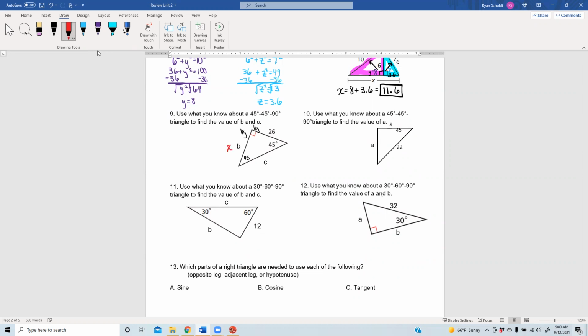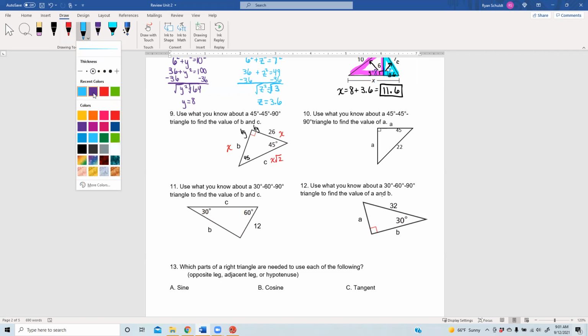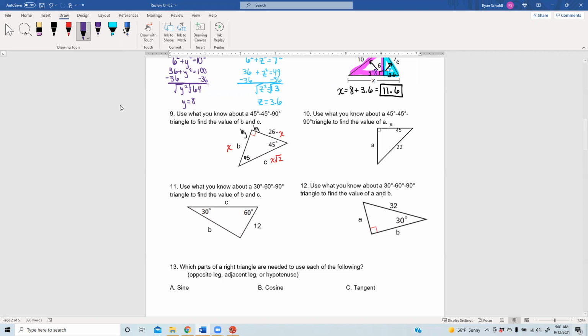That means each leg is x. And the hypotenuse is going to be x square roots of 2. Then you want to solve for x? Well, 26 equals x. So this side, I'm going to put a 26 there because that's what x is. Here, I'm going to put a 26 square root of 2. So this means that b is equal to 26 and c is equal to 26 square roots of 2.